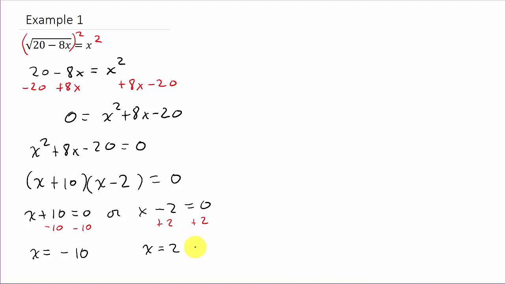Now, whenever you square both sides, or if you raise both sides to an even power, you have to check your solution. We have to take each one of these and plug them back into the original problem. Not the part after we squared it, but back into the original problem. So let's check our solution.